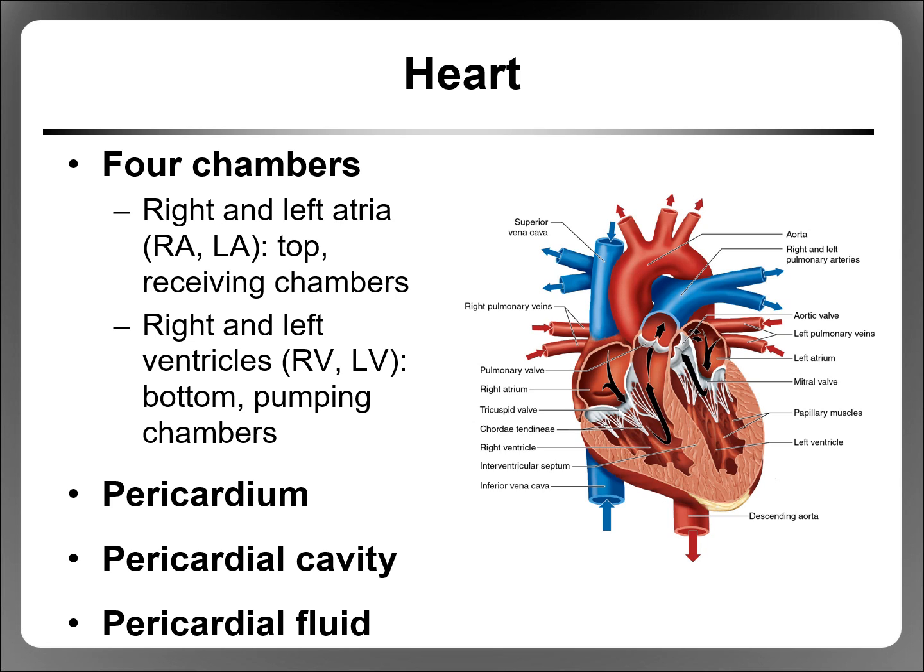Looking a little bit more closely at the heart, our heart is made up of four chambers. There are the right and the left atria. These are the top receiving chambers of the heart, and the right and left ventricles. These will be the bottom pumping chambers of the heart.